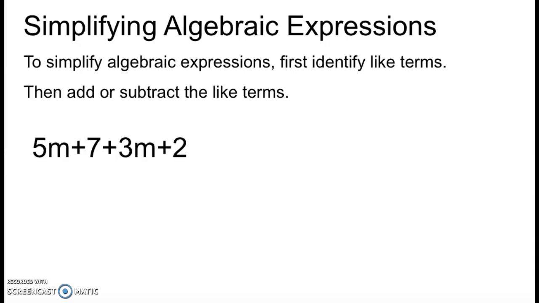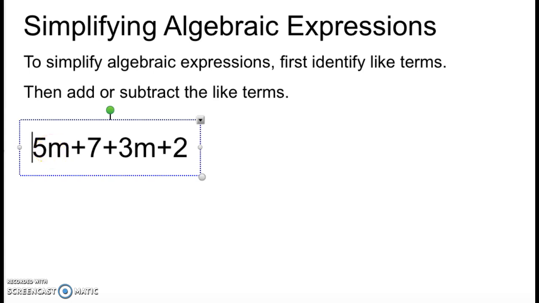Today we are going to be learning about simplifying algebraic expressions. To simplify algebraic expressions, first identify like terms, then add or subtract the like terms. Okay, remember that a term can be a variable and its coefficient, like 5m, or it can be a constant, like positive 7. So here we'll start with the like terms involving the variable m.